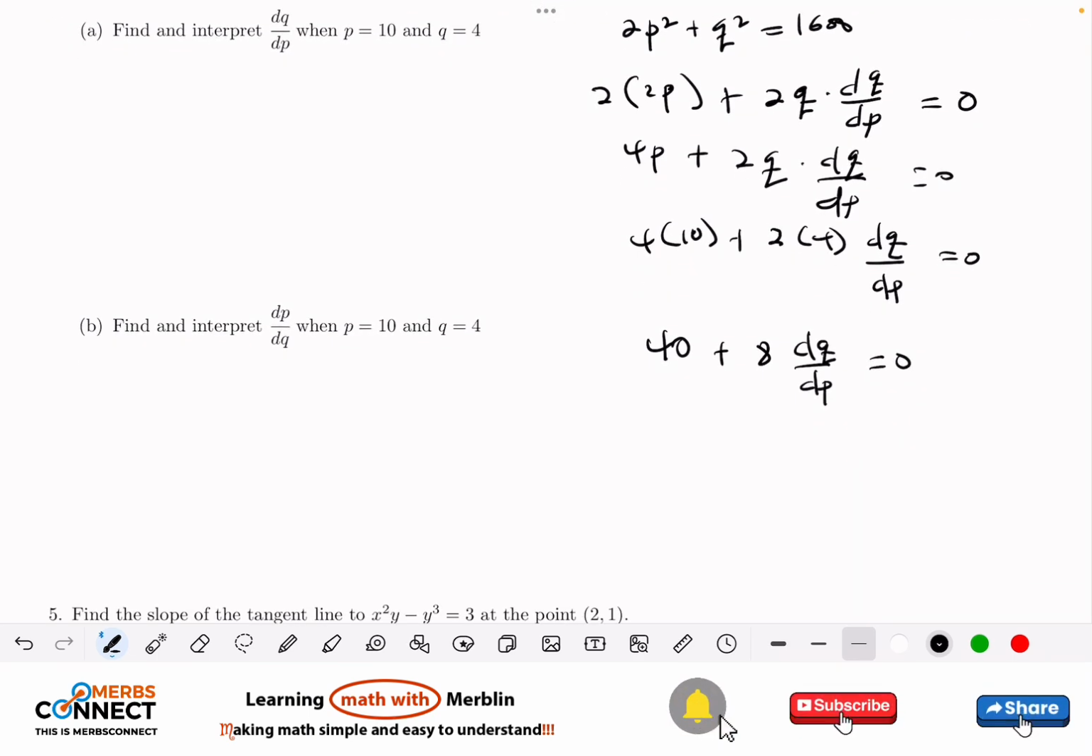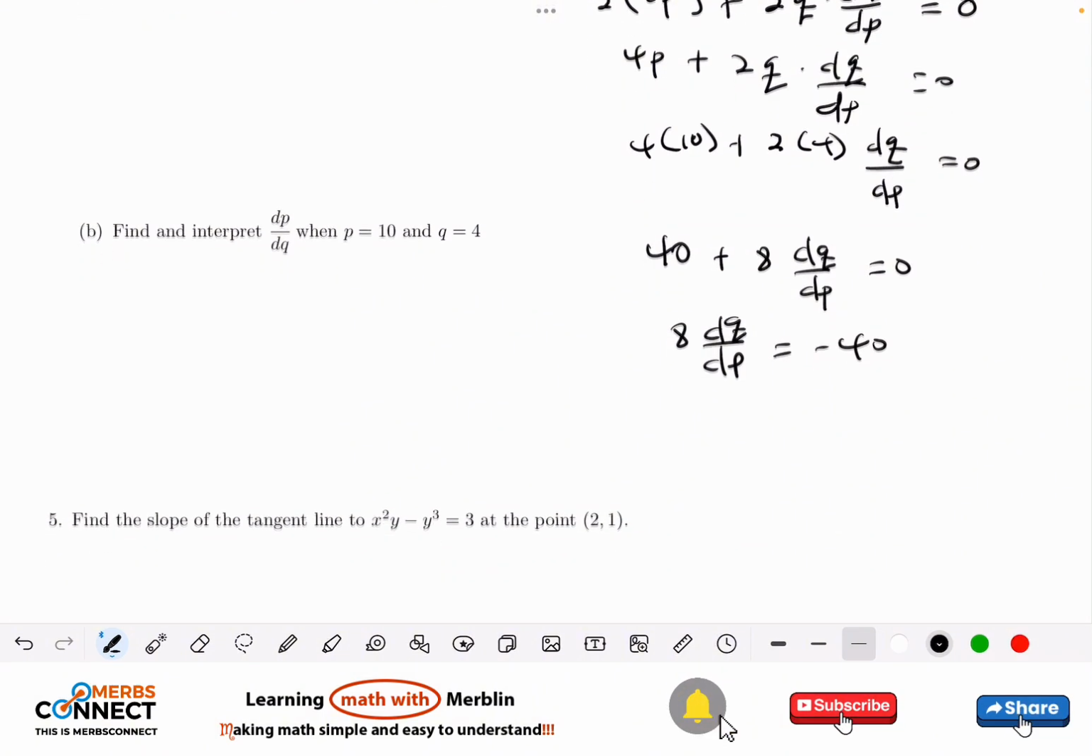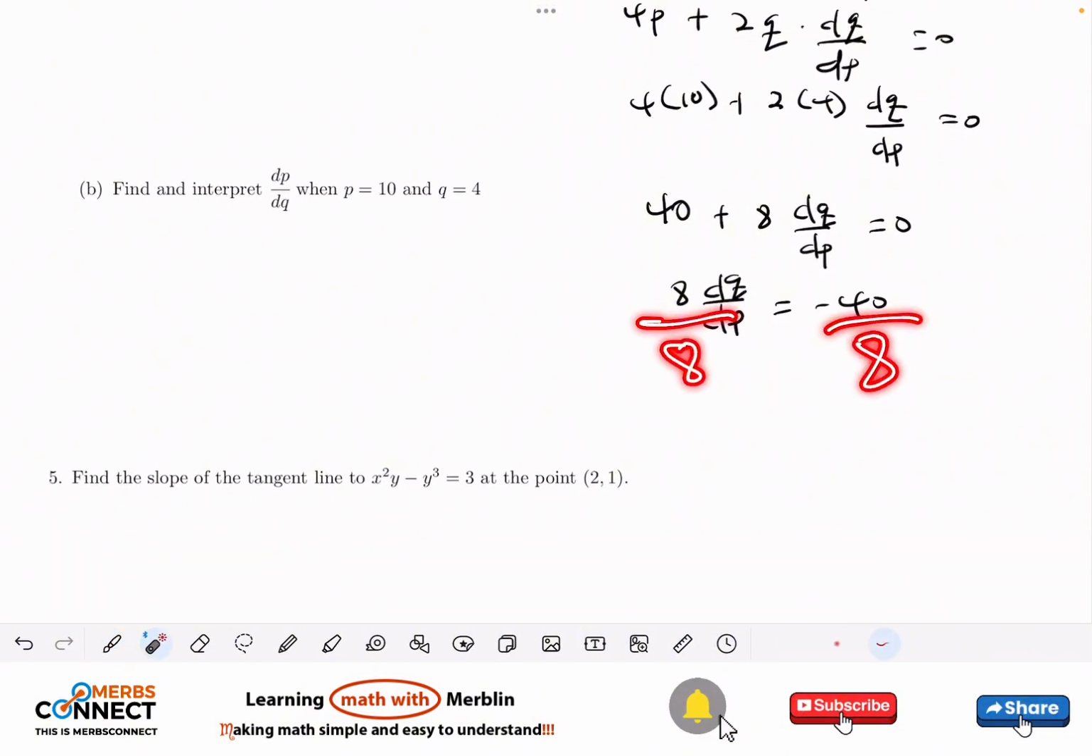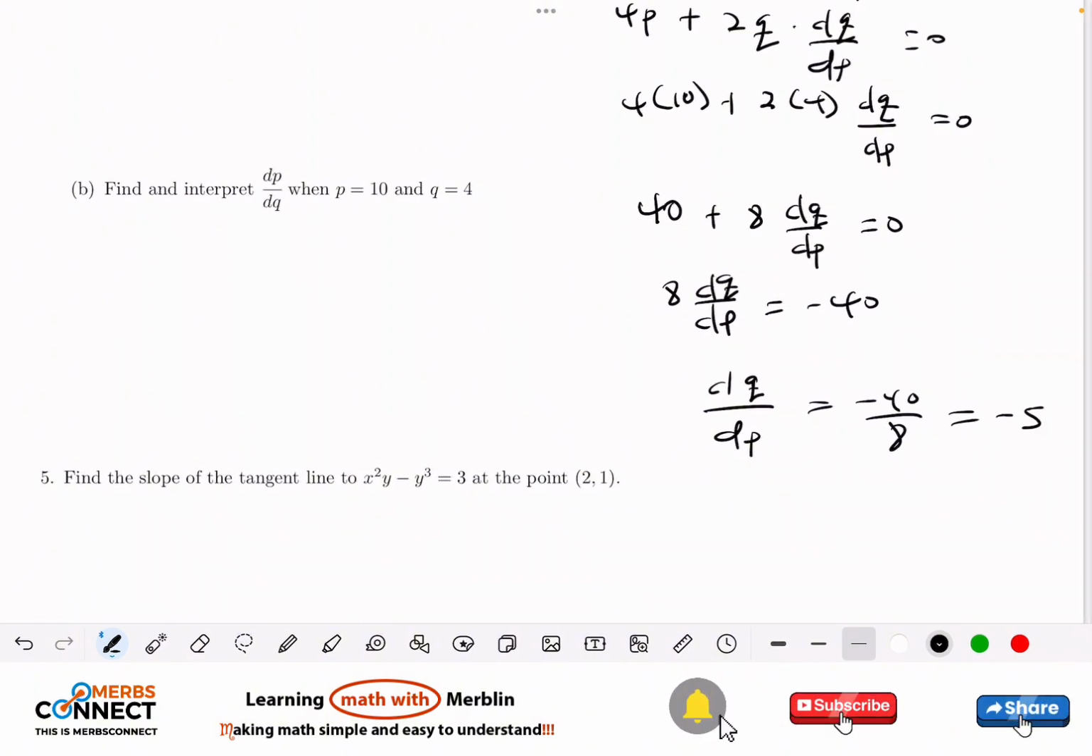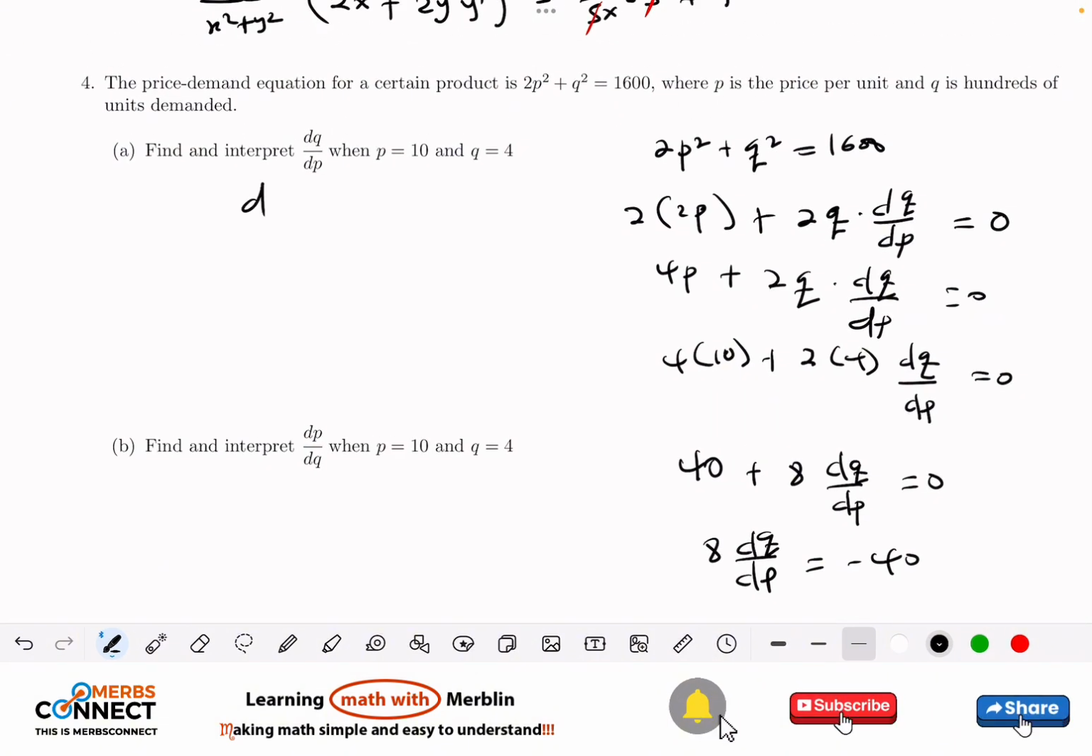Then what will be dq over dp? I'll subtract 40 here, minus 40 here. In other words, I'll move this one here, which will be 8 dq over dp, which will be equal to minus 40. I'll divide by 8, divide by 8. So I'll have dq divided by dp is equal to minus 40 divided by 8, and this is minus 5. All right. So dq over dp is equal to minus 5. Very simple from there.